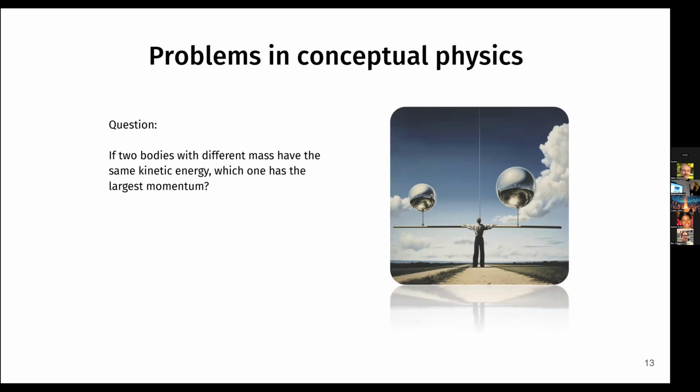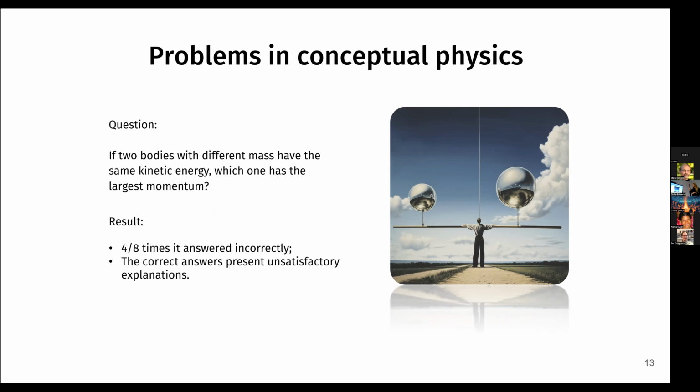So the problem is this one. If two bodies with different mass have the same kinetic energy, which one has the largest momentum? This is a conceptual problem, which means no mass is involved. You just have to look at the formula of kinetic energy and of momentum. No computation is involved. But yes, some mathematics, but it's not a heavy math problem, let's say. And so you compare the formula of kinetic energy and momentum, and you see that the object with the largest mass has the largest momentum.